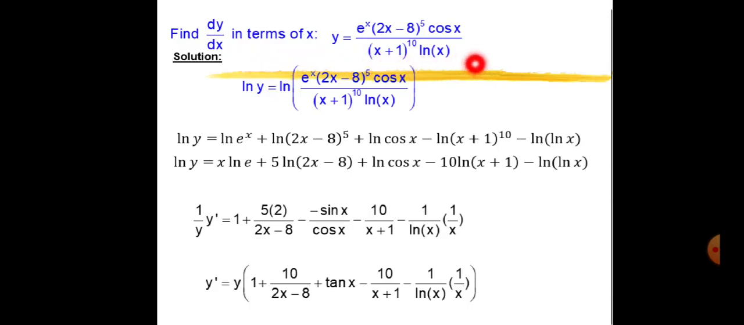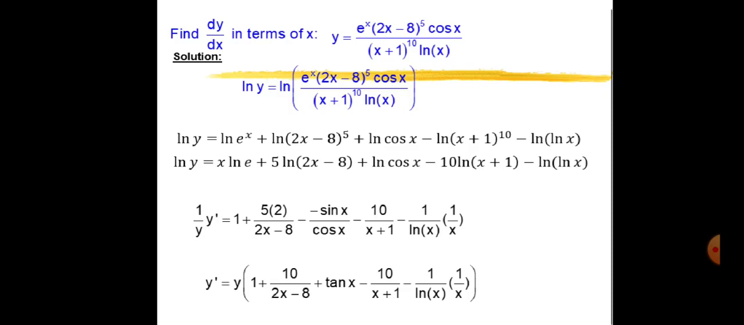And we have another example here. Find dy dx where y equals e power x times 2x minus 8 to the power 5 cosine x over x plus 1 to the power 10 ln x. Very hard problem if you think that you can use the product rule and the quotient rule. So to break the complexity of this problem, because we have more than two terms multiplied by each other, or we have a quotient, we have to apply ln for both sides.